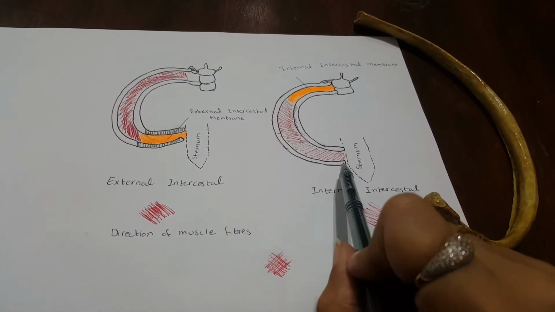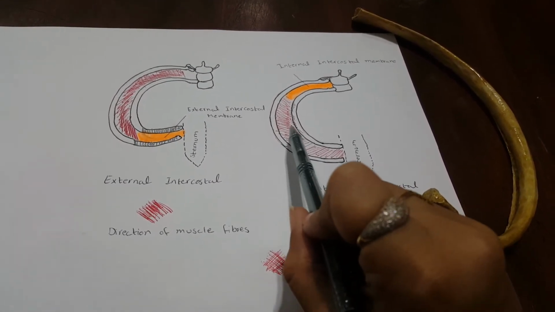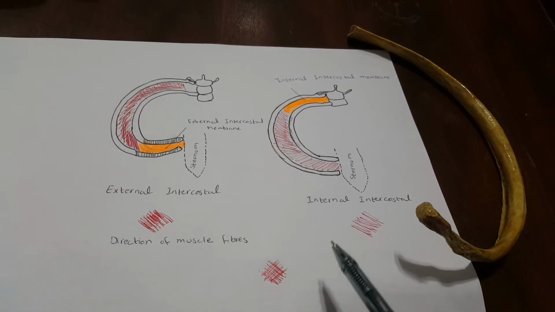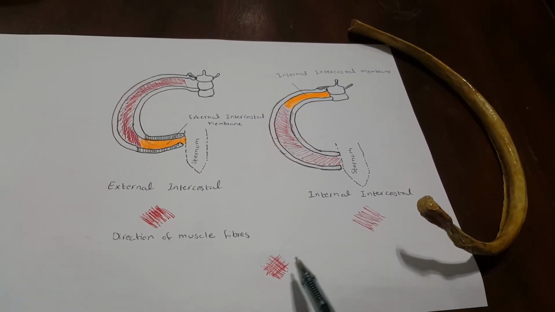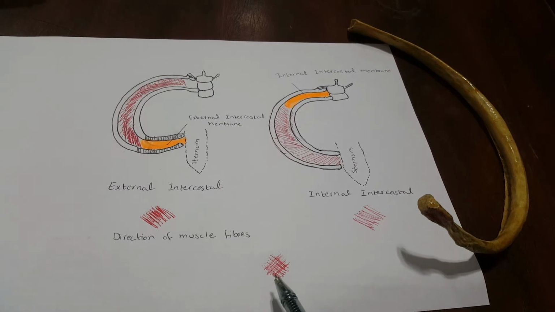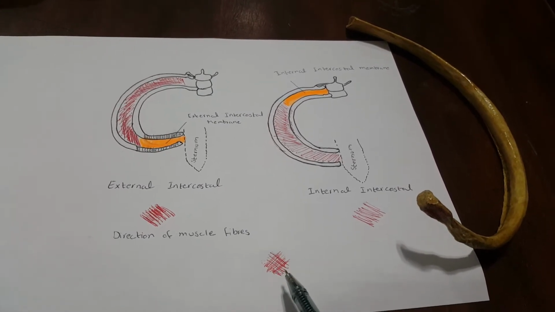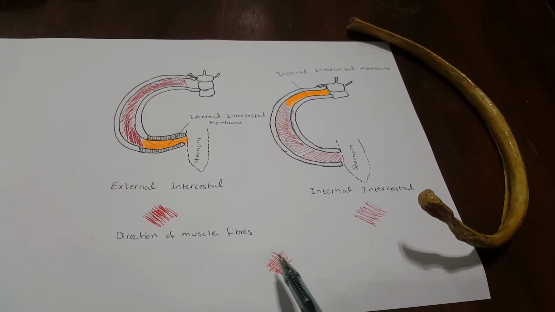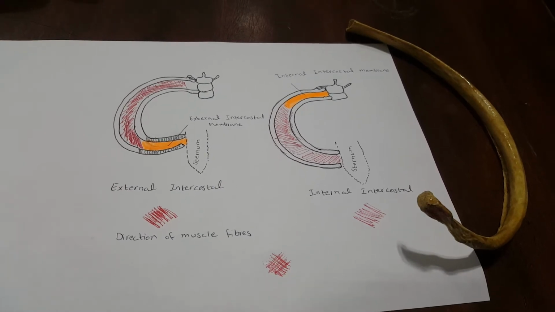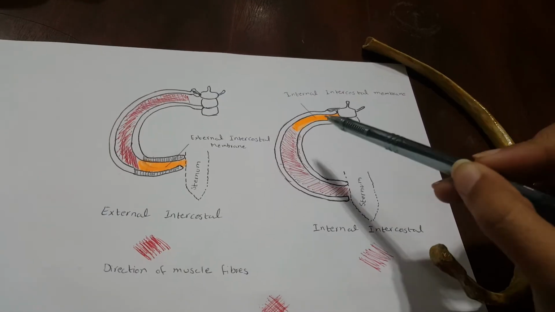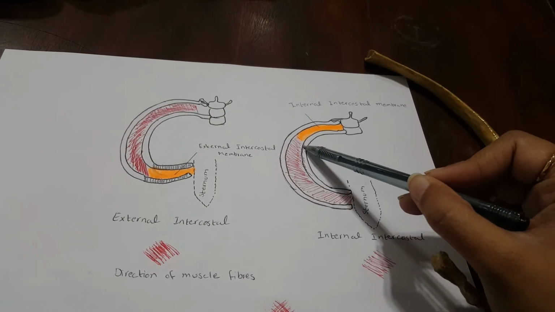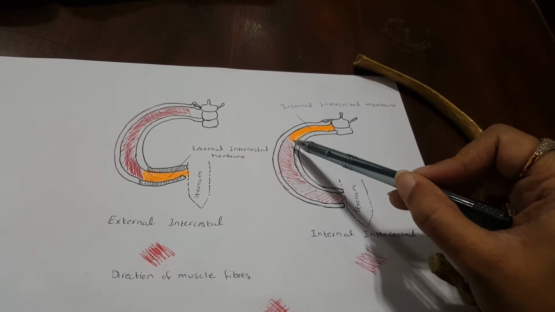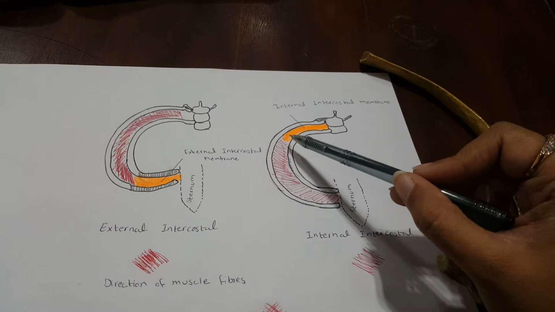Fibers of internal intercostal muscle run downward, backward and laterally. So fibers of external intercostal muscles and fibers of internal intercostal muscles lie at right angle to each other, as external intercostal fibers are directed downward, forward, medially, and internal intercostal muscle fibers are directed backward and laterally. Internal intercostal muscle extends from the angle of the rib towards the sternum. Beyond the angle of the rib, this muscle extends in the form of internal intercostal membrane.